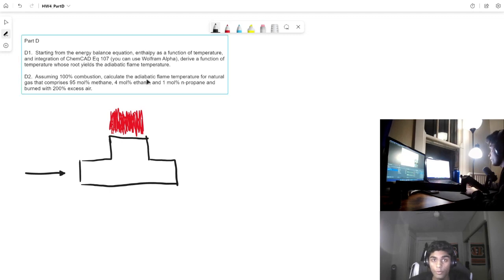So today we're going to be covering part D of this homework, and we're going to start off by deriving a function of temperature whose root yields an adiabatic flame temperature. Now, when we talk about an adiabatic system, that means heat is neither lost nor gained in that system, so our heat remains constant.